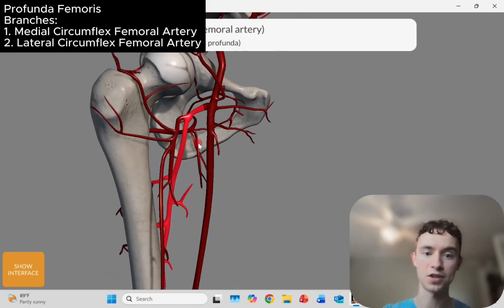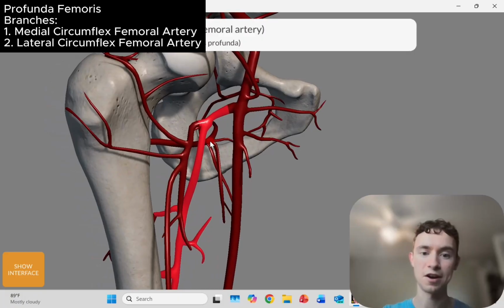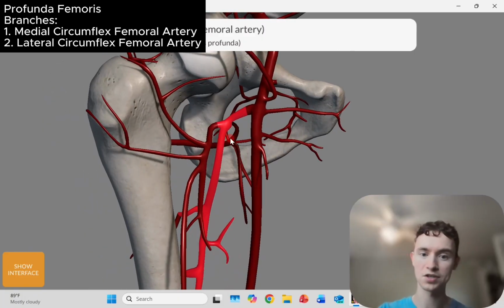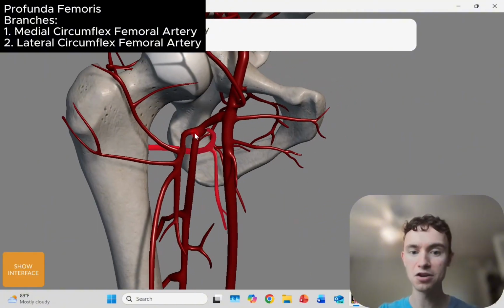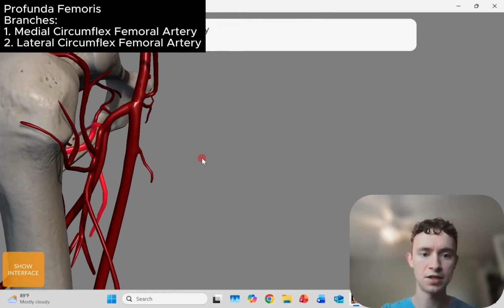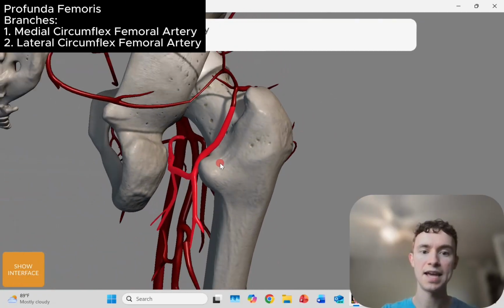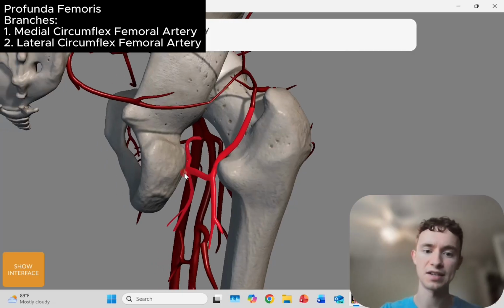Now, the profunda femoris also has some important branches that we would need to talk about. It has these two major branches. It has the medial circumflex femoral artery, we'll start with. It's known as the medial because it branches off medially in the body, and then it'll continue to run posteriorly to wrap around the head and neck of the femur to supply the femoral neck and the femoral head. It's called circumflex because it circumflexes, coursing around that bone there, as you can see posteriorly.